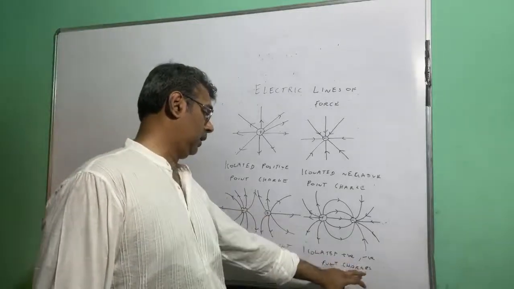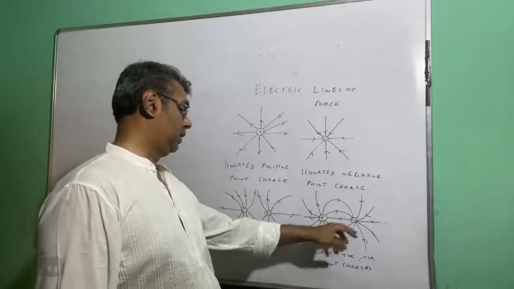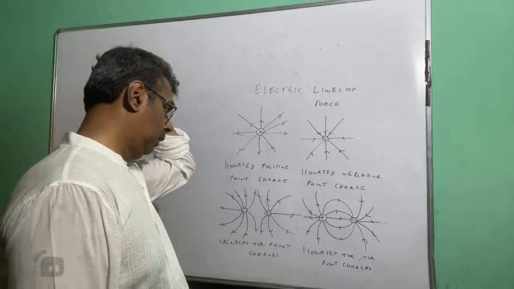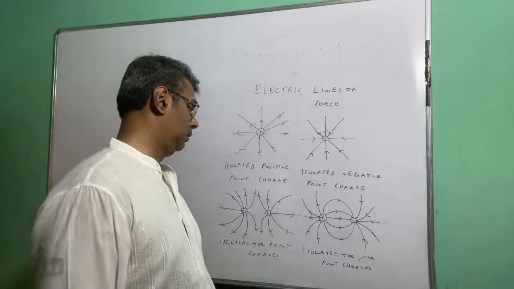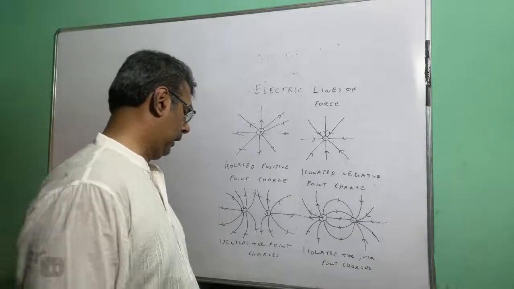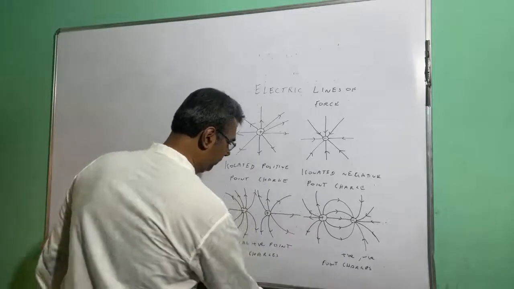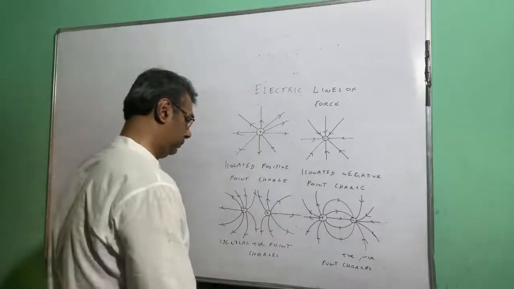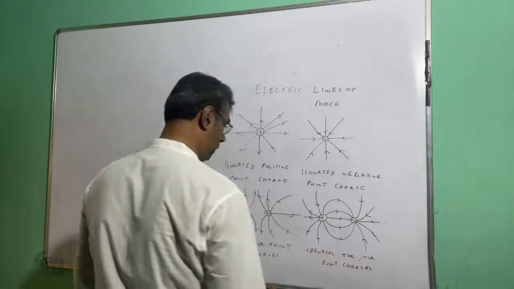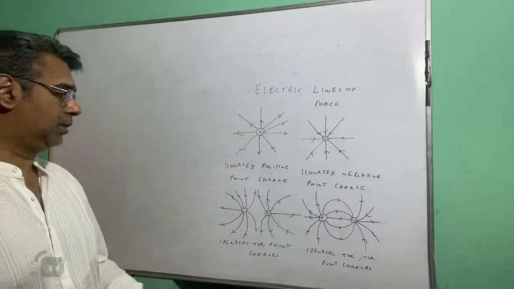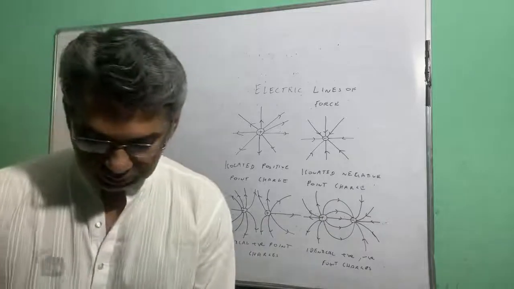Now you have positive and negative point charges. There is a positive charge, there is a negative charge. It won't be right to say isolated because there are two of them, so I'll just write identical. There is an identical positive and negative charge facing each other. So these will be the lines of force, right? This is the diagram number 4.